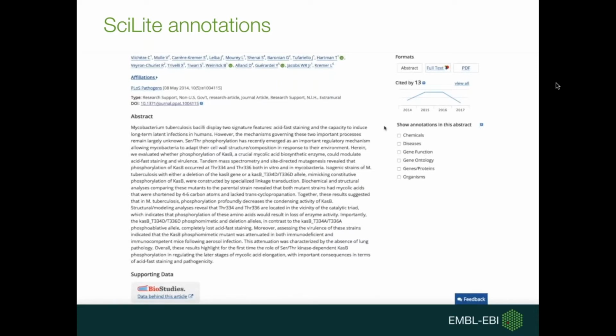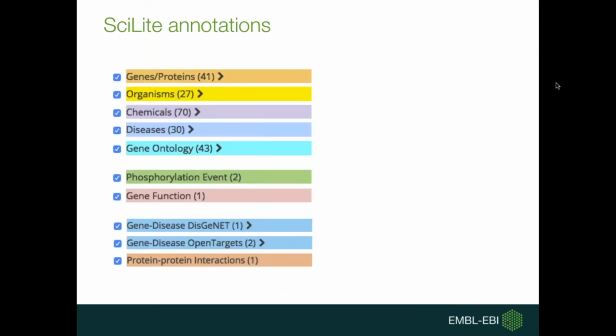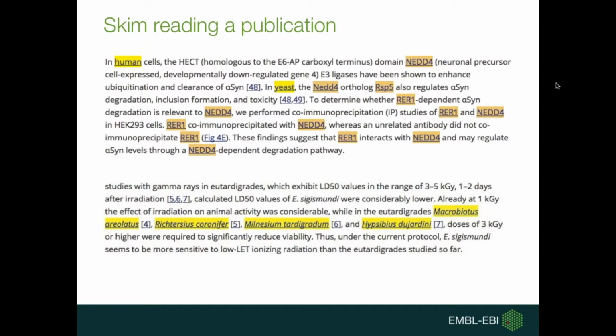When reading a paper, on your right-hand side, you will notice a menu titled Show Annotations in this abstract. By checking the corresponding boxes, you can select different concepts that you would like to be highlighted in the text. You can also uncheck the boxes to remove highlights from the text. Among annotations that you can select are biological entities, such as gene and protein names, organisms that correspond to species names, chemicals, diseases, and gene ontology terms.